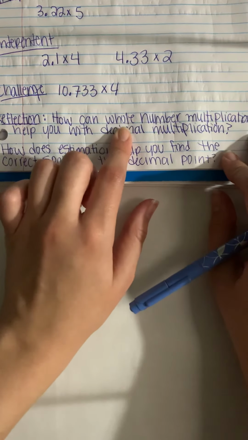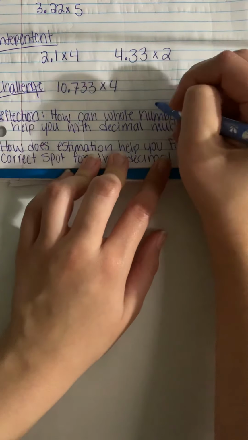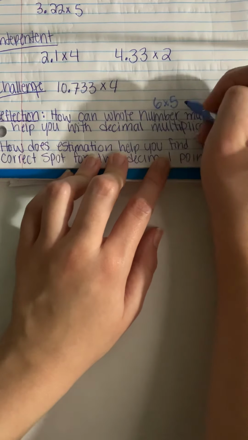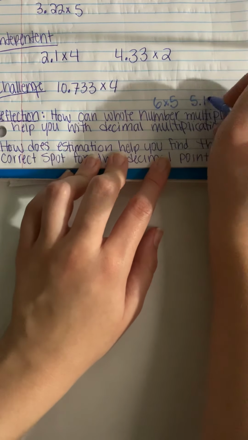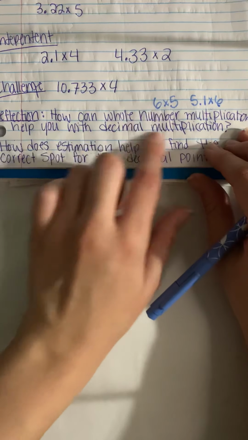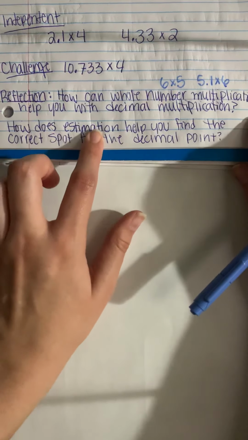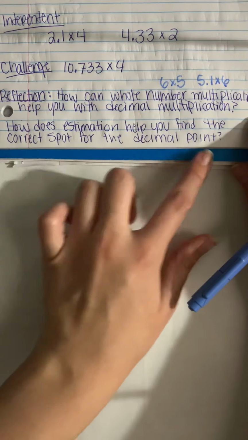How can whole number multiplication help you with decimal multiplication? That's like when we use 6 times 5 equals 30 to help us with the decimal problem. How does whole number multiplication help you with decimal multiplication? And then the final question, how does estimation help you find the correct spot for the decimal point?